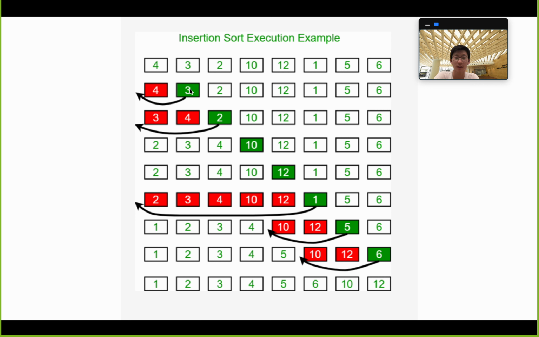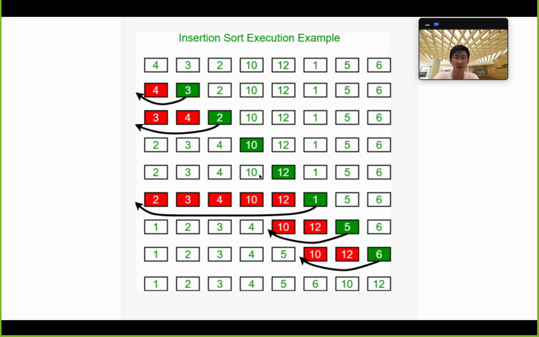So we get this element, and then we loop back and see 3. Is 3 smaller than 4? Yes, so we move 4 here, we move 3 here. Next, we loop to the next unsorted, which is 2. Is 2 smaller than 4? Yes, move 4 there. Is 2 smaller than 3? Yes, move 3 there. So you put 2 here. And you go to 10. Is 10 smaller than 4? No, so you don't do anything.